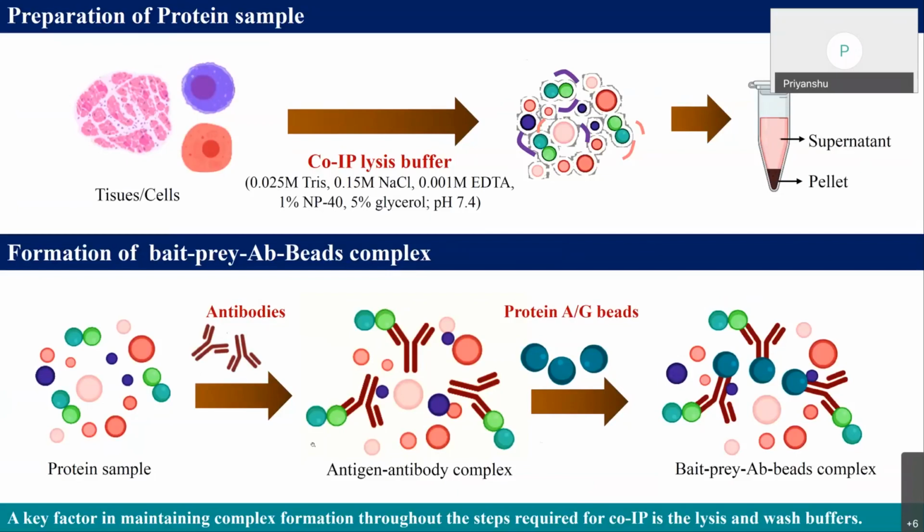After the formation of the antigen antibody complex, incubate it with protein AG beads. So what is the role of protein AG beads here? Protein AG beads are a kind of matrix or substrate where your antibody binds. After incubating the antigen antibody complex with protein AG beads, you get the bait prey antibody bead complex. But in this complex, you can also find some non-specific proteins that bind to the beads, or other unbound proteins. So you want to wash all these unbound proteins.